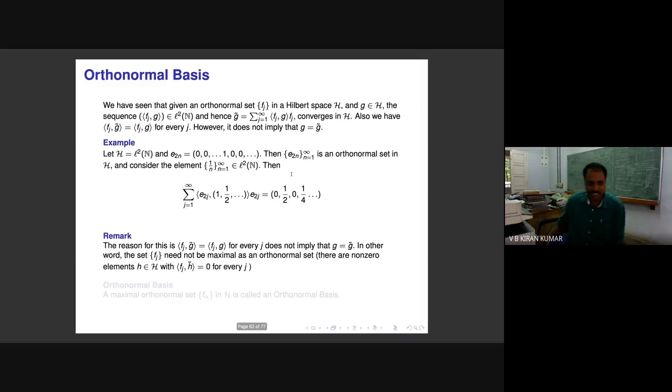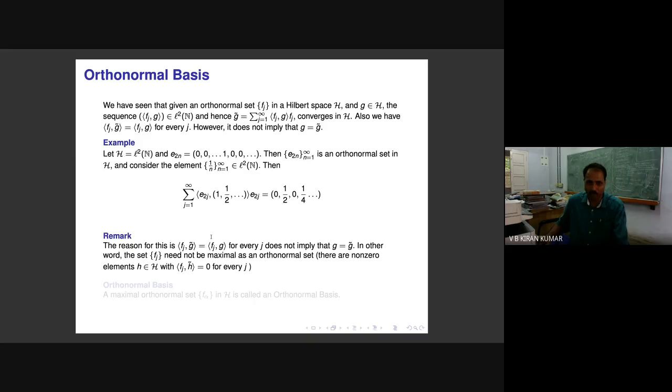Why does this happen? Because the inner product of Fj with G tilde equal to that with G for every j does not imply G equals G tilde. In other words, this happens because Fj need not be maximal as an orthonormal set. That means that the inner product of Fj with h tilde equal to 0 for every j need not imply that h is 0. Because of that lack of maximality, we have this problem. For example, this is not maximal. There are non-trivial vectors which are orthogonal to each vector in this orthonormal set.